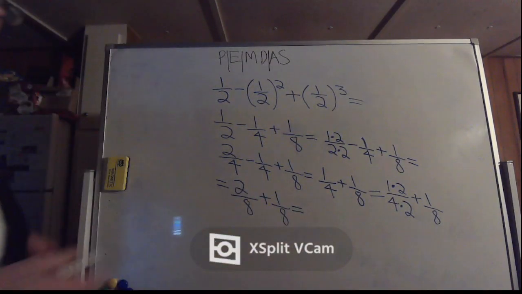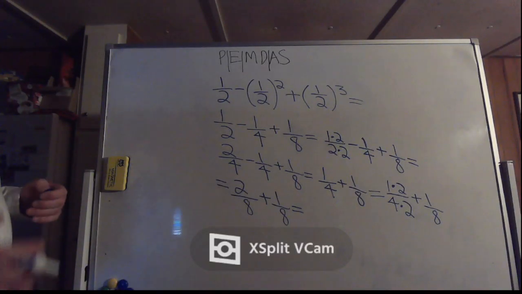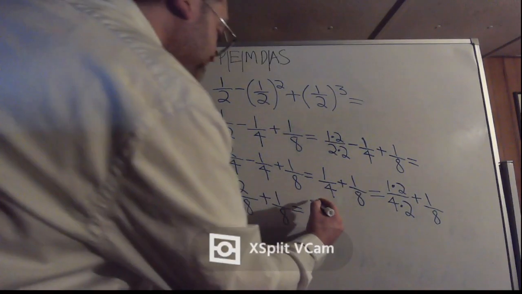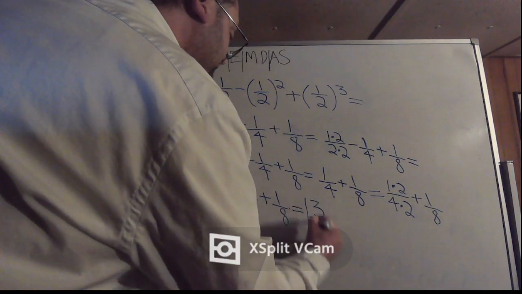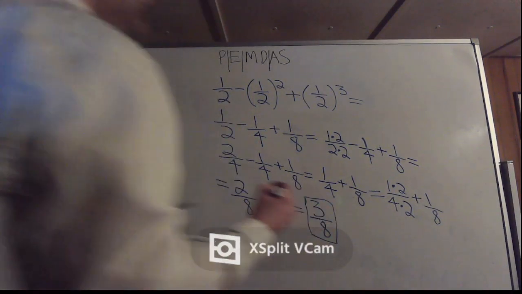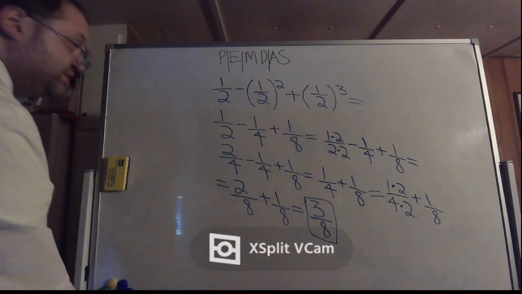Now that you have 2/8 plus 1/8, they're the same denominator, you can go ahead and add them. So 2 plus 1 is 3. And then the denominator stays the same. You will have 3/8 as your answer. And that's really all there is to it.